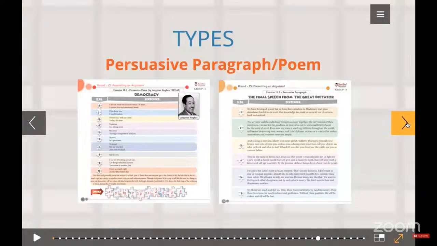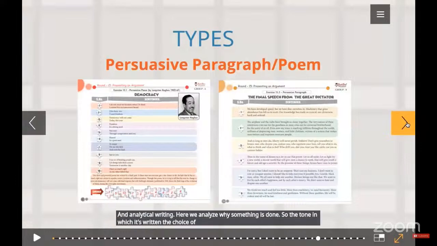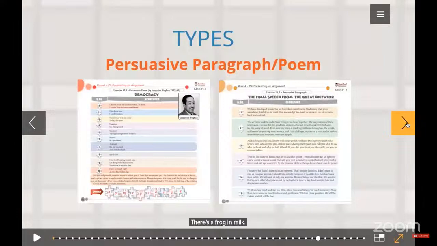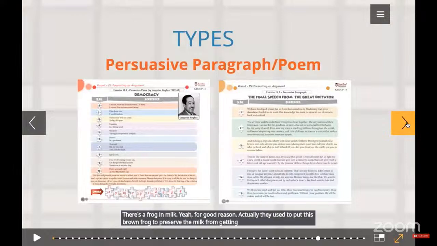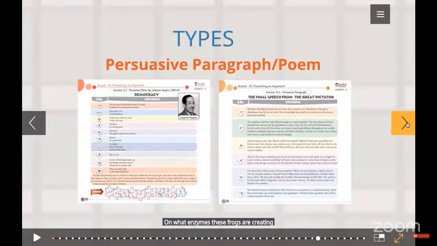And analytical writing, here we analyze why something is done. So the tone in which it's written, the choice of words, the way it is written will be very different, right? So here we are analyzing why the Russians used to put a frog in the milk. There's a frog in milk. Yeah, for good reason. Actually, they used to put this brown frog to preserve the milk from getting spoiled. So every night Russians put, yes, this really happened. It's not an old wives' tale. And now they're actually researching what enzymes these frogs are secreting that keeps the milk from getting spoiled.